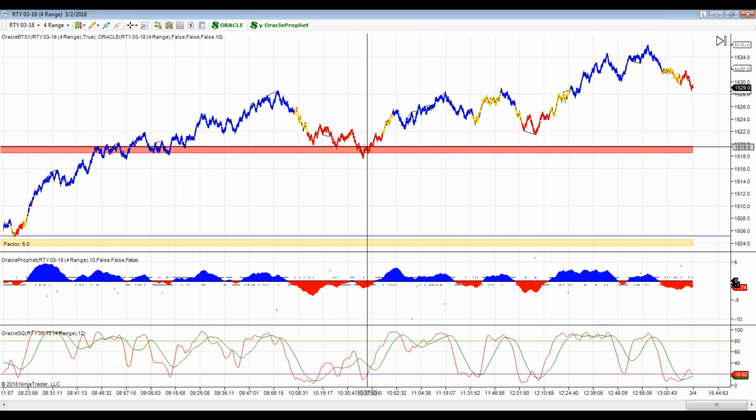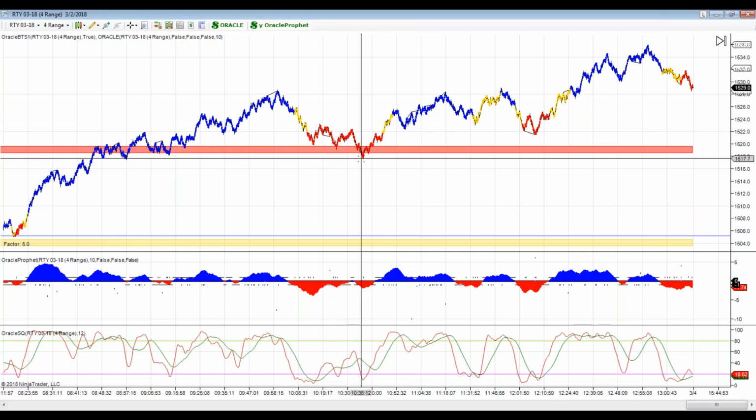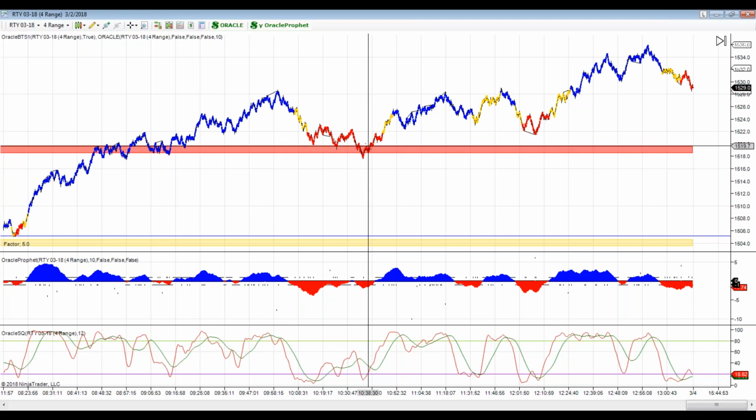It's very important that you follow your stops and do your trade management, because without that, you really don't have a plan. So as we came back through here, short, and then stopped out here.